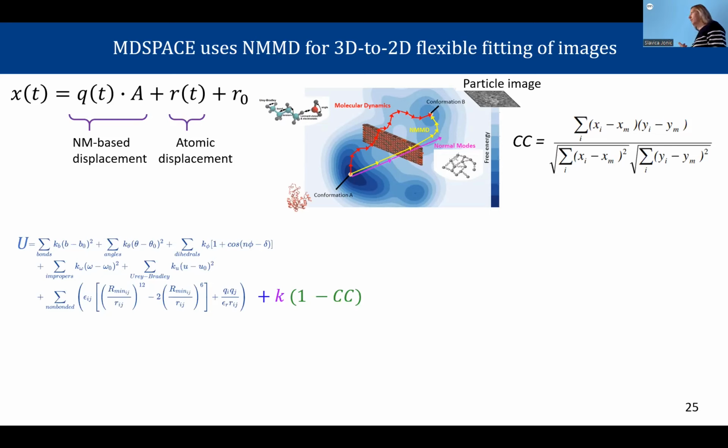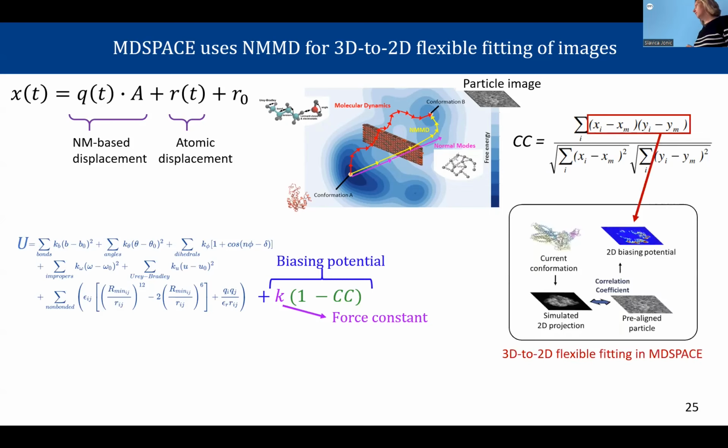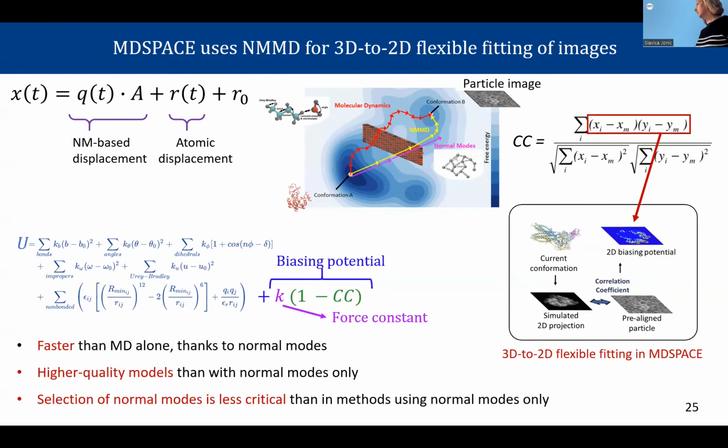This correlation coefficient is added to the potential. This is the classical MD potential, and 1 minus CC is added to it, because we are minimizing the potential energy function during the simulation. This K factor, the force constant, is very important to set properly, because this will define how fast we go, and if we can reach the state in the data or not, or maybe if we will fit the noise. So this we can skip.